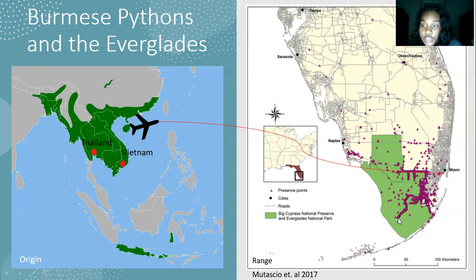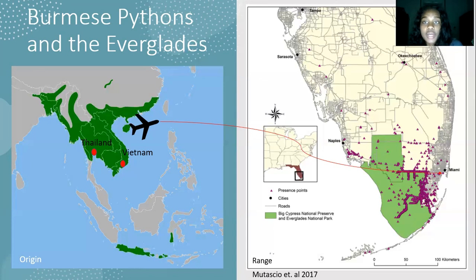One interesting trend on this map is this line of purple presence points here. If you look at a map of the Everglades, you'll see that there's a major road that goes through here. So the more people that are traveling on this road, the higher the chance of pythons being sighted, which is why we see this trend. I thought that was very interesting.